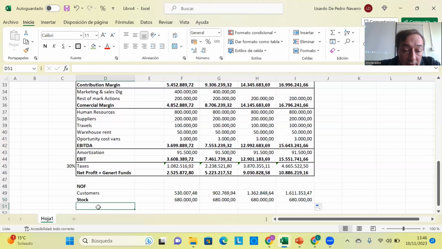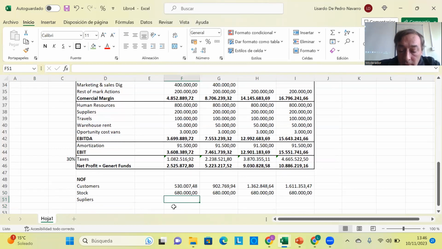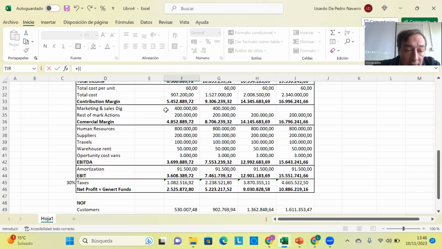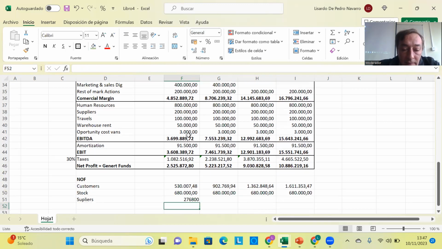And the payment for the suppliers. Suppliers is going to be the purchase of materials, that is the total cost plus the suppliers, divided by 360 days and multiplied by 90 days. So it's going to be that one.